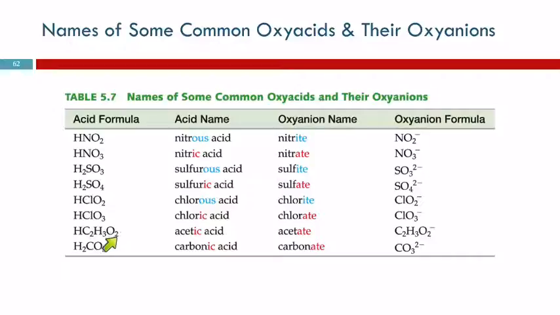HC2H3O2. Oh my goodness, there's too many letters. We'll just cover up the first H and look at what's left. C2H3O2 is the acetate ion. So acetate ends in ate. You change the ate to ic. Acetic acid. Okay? Any questions?